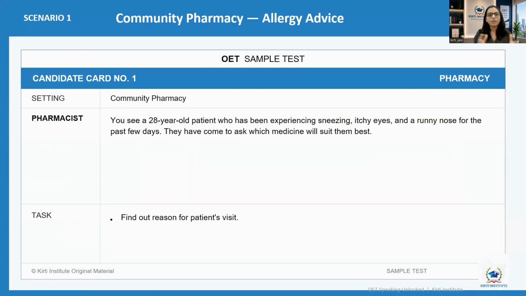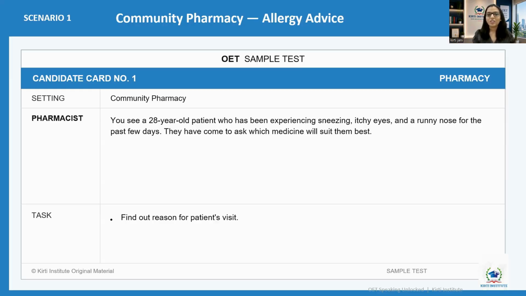I would suggest that whatever you are reading, you try to imagine. Try to step into the scenario. Of course, it is written that you see a 28-year-old patient, but you need to start assuming. So you see a 28-year-old patient who has been experiencing sneezing, itchy eyes, and a runny nose for the past few days. They have come to ask which medicine will suit them best. Find out reason for patient's visit.